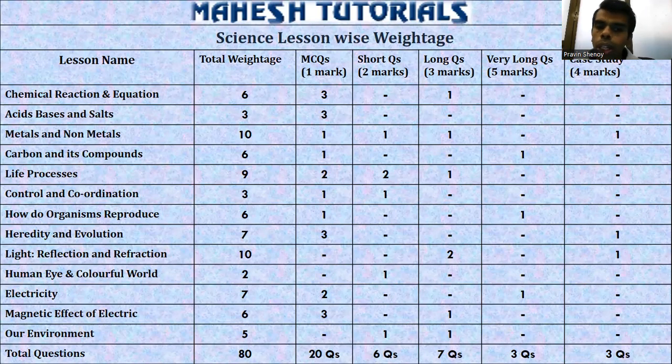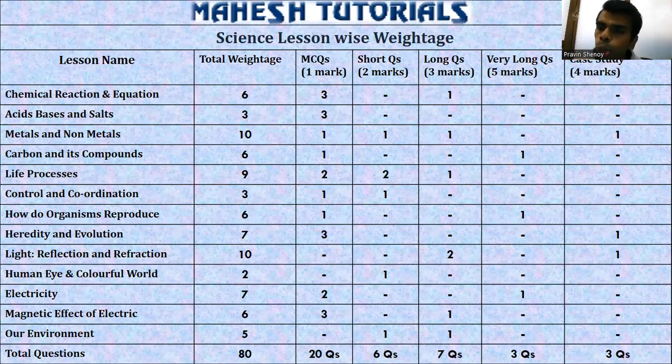The next chapter over here is reproduction, that is, how do organisms reproduce? The simplest chapter. Now for this chapter, the weightage is 6 marks. You will be having 1 MCQ and 1 5-mark question being asked from this chapter. The next chapter is heredity and evolution. 7 marks weightage. 3 MCQs will come from this chapter and the remaining 4 marks will be a case study from this chapter.